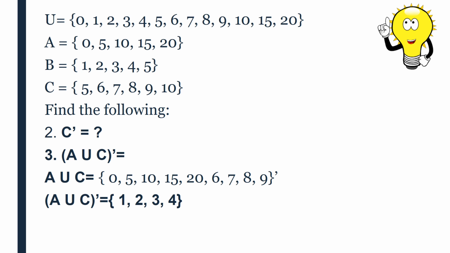So, yung magiging sagot sa ating union ng A at C ay 0, 5, 10, 15, 20, 6, 7, 8, 9. Then, ipaprime pa natin siya. So, ang gagawin, yung 0, 5, 10, 15, 20, 6, 7, 8, 9 ay tatanggalin natin sa universal set. So, yung matitira ay 1, 2, 3, and 4.